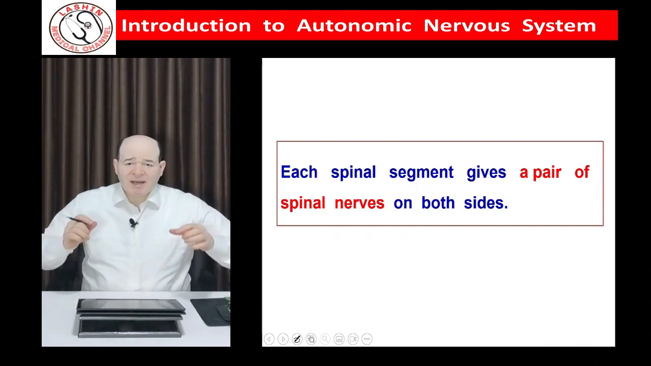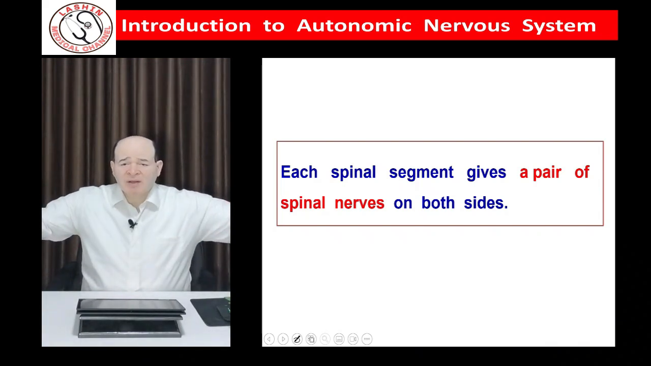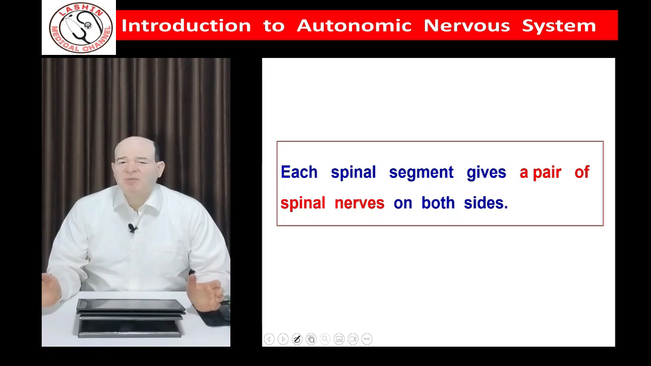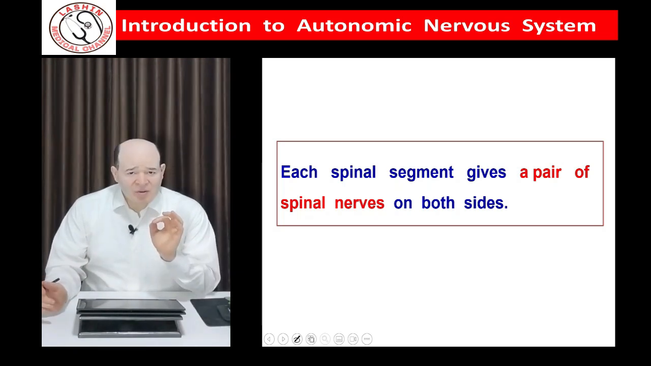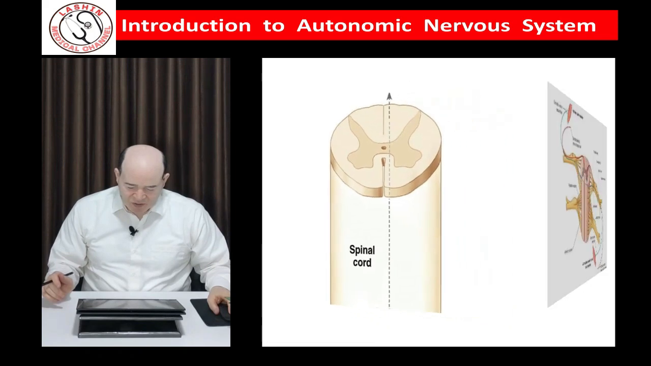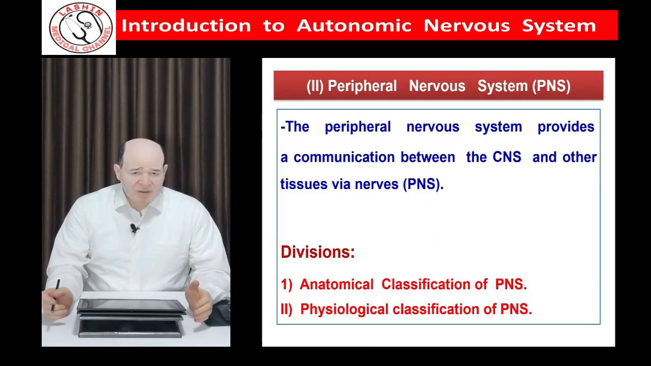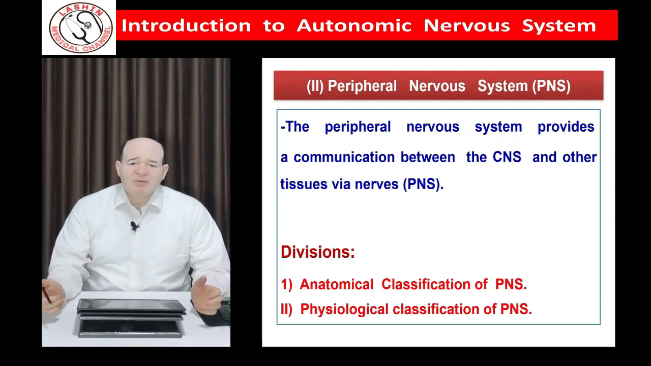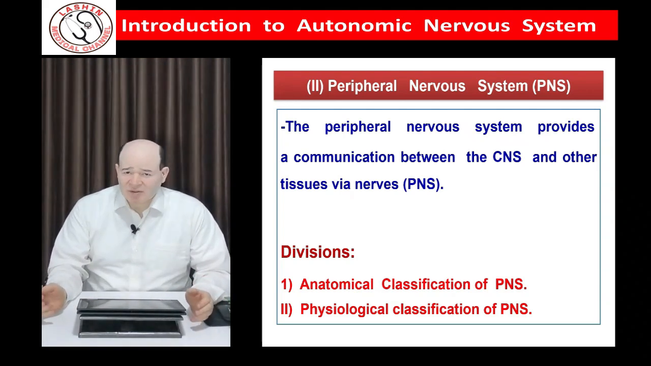Each segment has a pair of spinal nerves on its side. So we have a total of 31 pairs of spinal nerves, left and right. This is the cut section of the spinal cord, as I said. After we have finished a summary about the CNS, we have to simplify the concept of the peripheral nervous system.